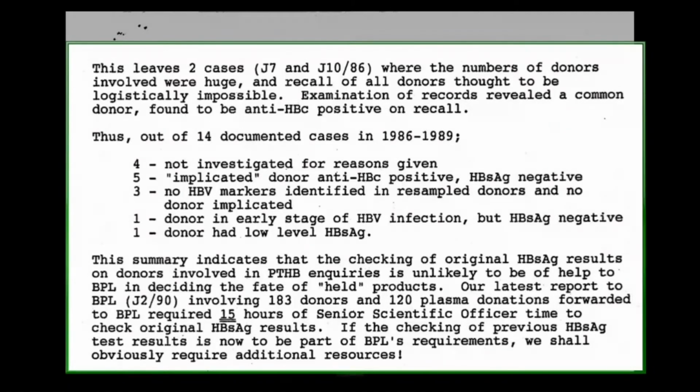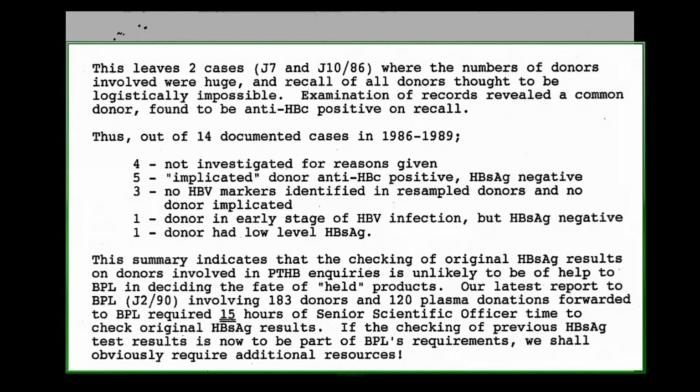Thus, out of 14 documented cases in 1986 to 1989, 4 not investigated for reasons given, 5 implicated donor anti-HBC positive, surface antigen negative, 3 no HBV markers identified in resampled donors and no donor implicated, 1 donor in early stage of HBV infection but surface antigen negative, and 1 donor had low level of surface antigen. This summary indicates that the checking of original surface antigen results on donors involved in PTHB inquiries is unlikely to be of help to BPL in deciding the fate of held products.